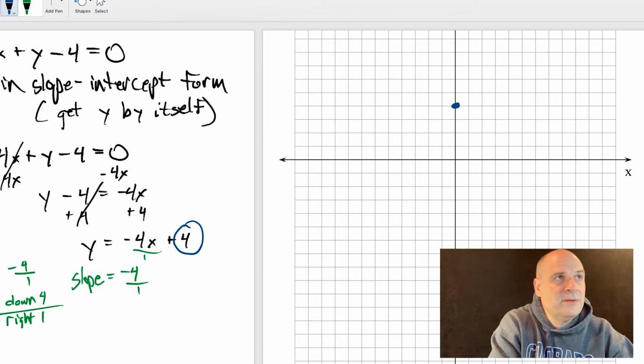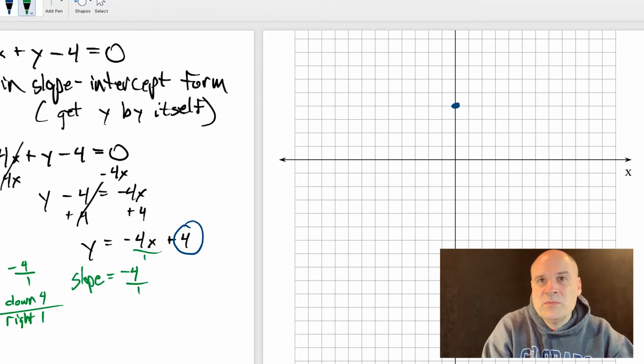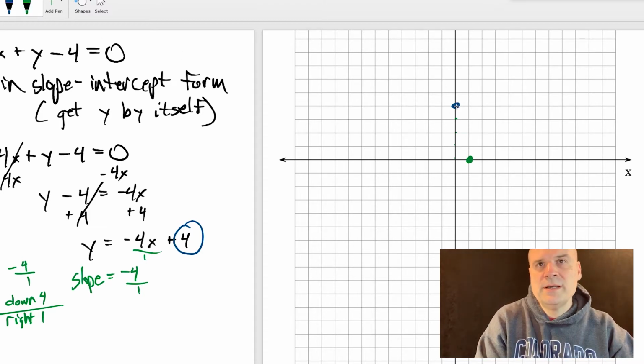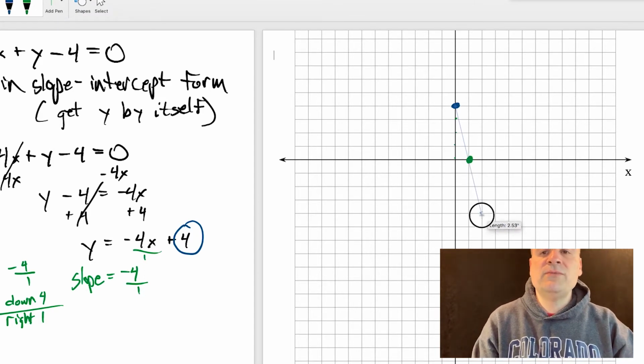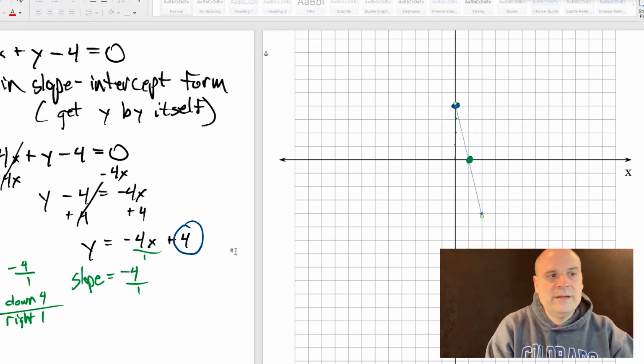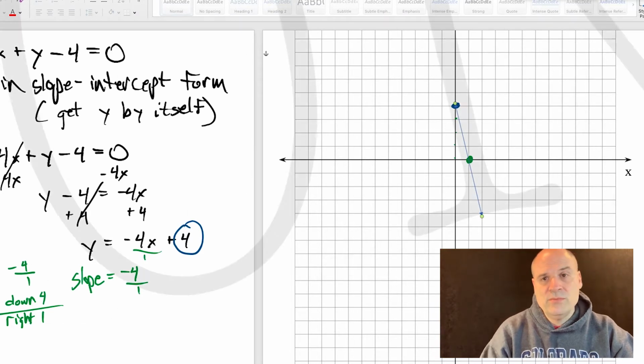All right, so let's apply our slope here. So we're gonna go down 4, 1, 2, 3, 4, and then over 1. So right 1. So now we're gonna connect these dots here. And that looks pretty cool. You can go a couple more points if you want. Down 4, -1, down 4, -1. That works. And there it is. We just graphed it. Boom, we're done.